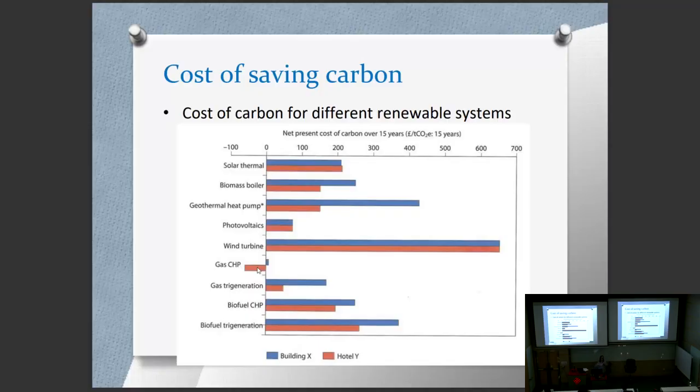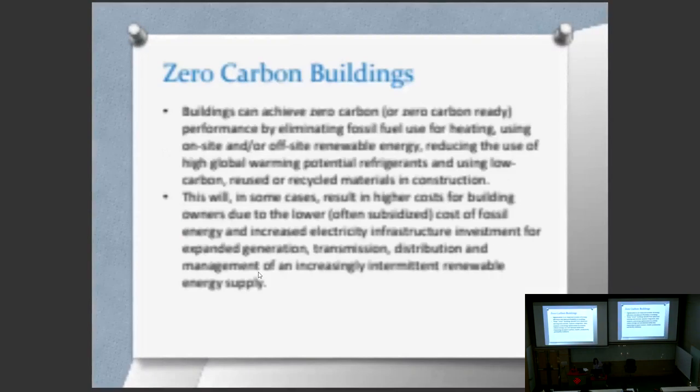So these complicated calculations explain how we can come up with this diagram. After calculating the net present cost and then dividing by the carbon emissions in 15 years, we can find out this unit cost of carbon reduction. And we can compare different kinds of renewable energy.